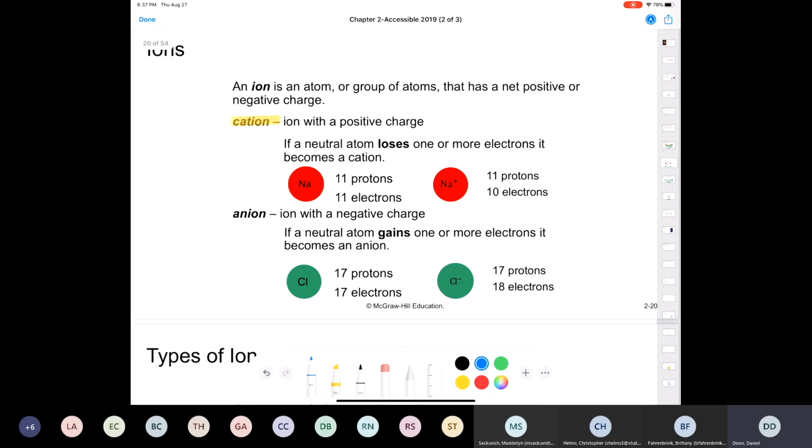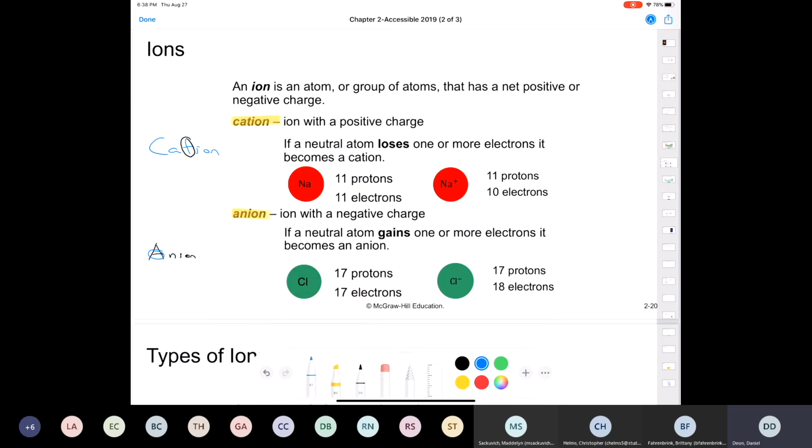I think it's easy to remember because you do cat ion, right? And the letter T kind of looks like a positive charge. An anion, on the other hand, has a negative charge. And I think that's easy to remember, right? Anion. And you kind of have the anarchy symbol there, right? Remember a negative charge. Anyhow, let's look at this in a little bit more detail.